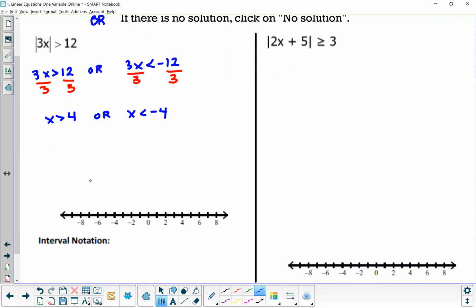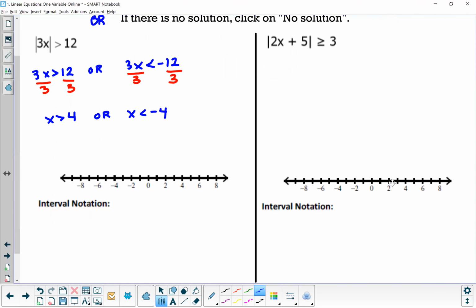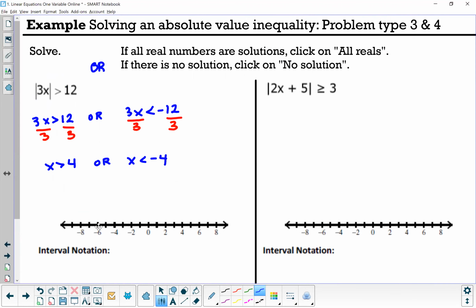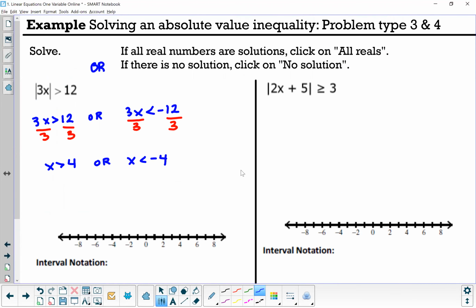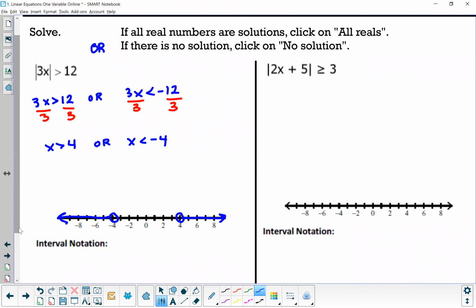All right, let me move the graph up. There we go. This would give us an open circle at 4, and we're shading to the right, or an open circle at negative 4, and we're shading to the left. So our interval needs two pieces. We have parentheses, negative infinity, comma, negative 4, parentheses, a union, then parentheses, 4, comma, infinity, close parentheses.